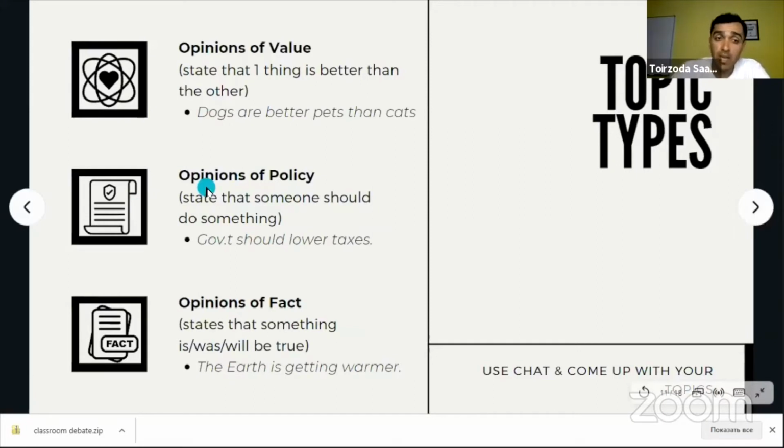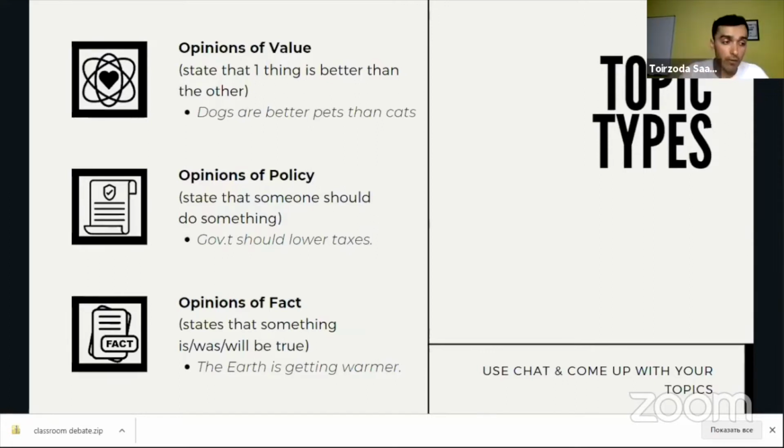The second type of motions and debate topics is the opinion of policy. This states that someone should do something. For example, the government should lower taxes, or high school students should wear a uniform. Someone should do something. It doesn't matter if it's a government, a person, an old woman, old countries and so on. So someone should do something. That is the opinion of policy.